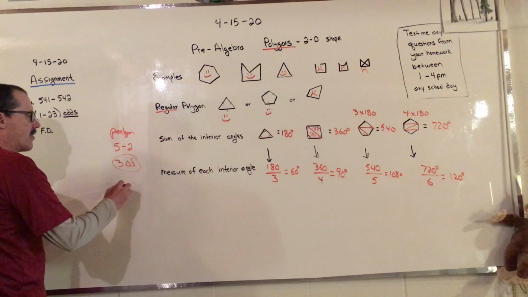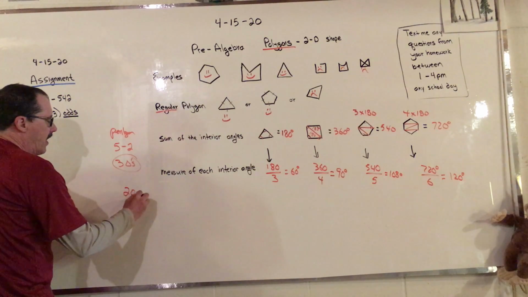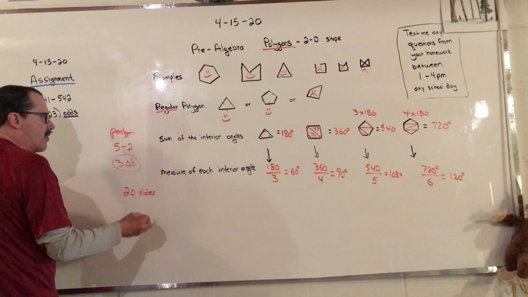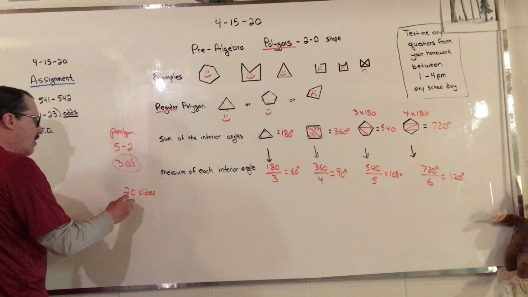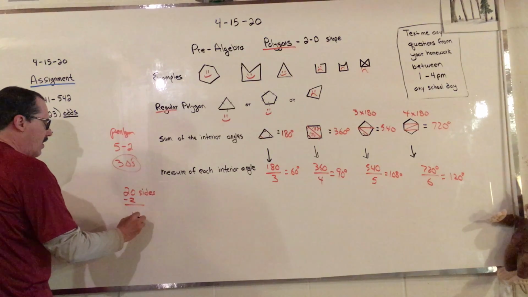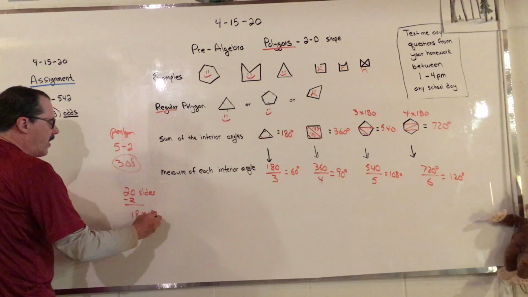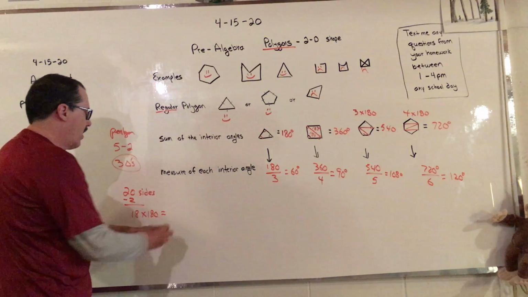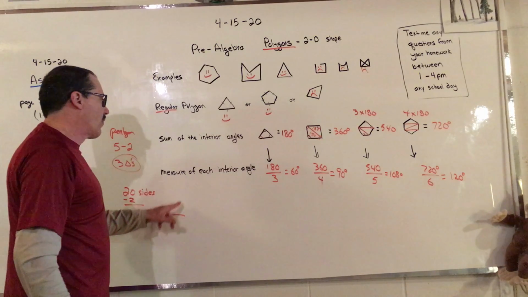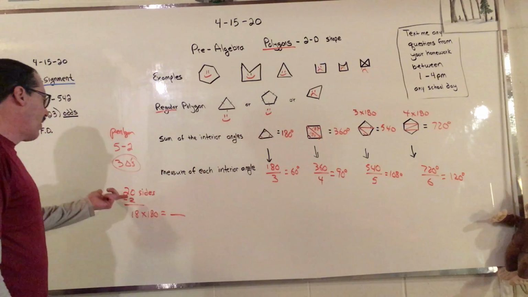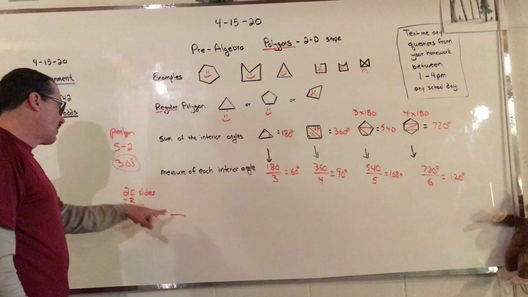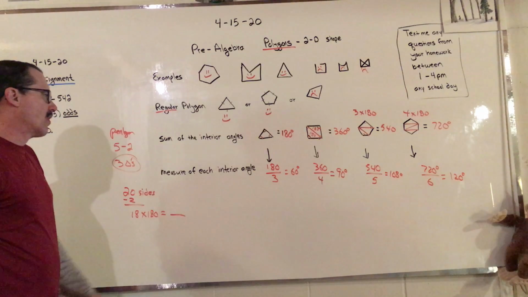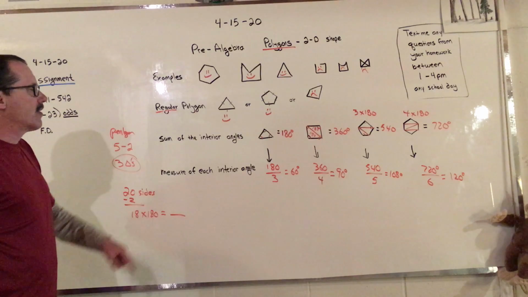So let's say they gave you something that had 20 sides on it, and they want to know the sum of the interior angles. Well, you'd subtract 2 and go 18 times 180. Whatever that is, that would give you the total for the sum of the angles. And if they want to know how big each one of them was, you would take this answer and divide it by 20, because that's how many angles there were. But this should give you the idea of what to do.